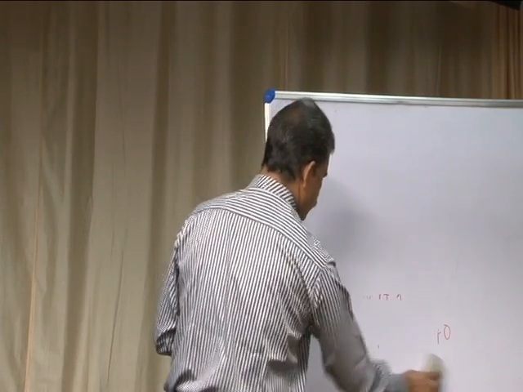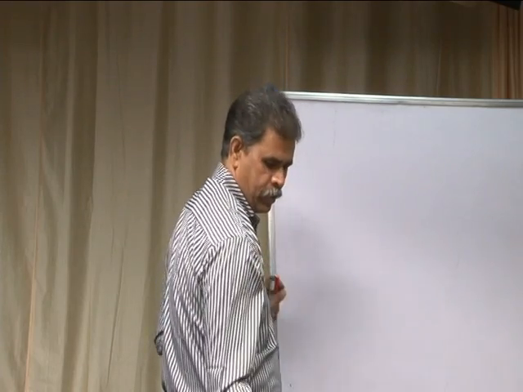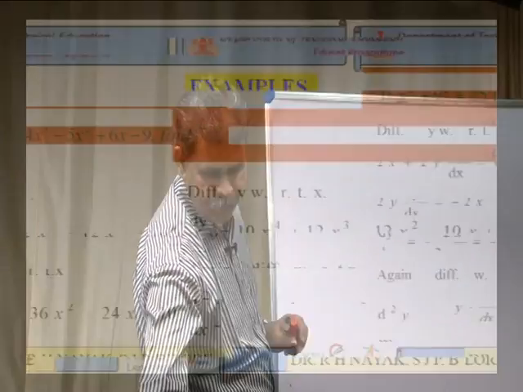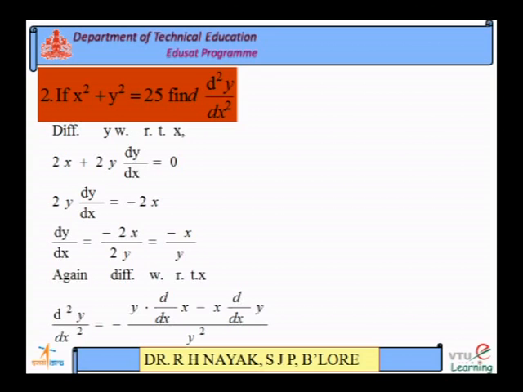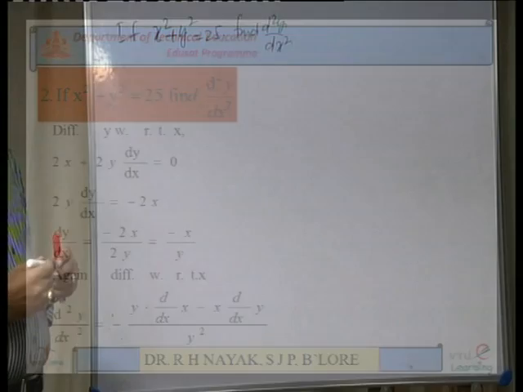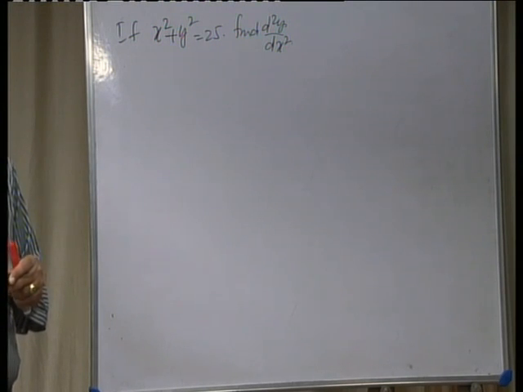Next, we can take another example. Next example is, if x square plus y square is equal to 25, find d square y divided by dx square. What is the question? x square plus y square is equal to 25. Find d square y by dx square.